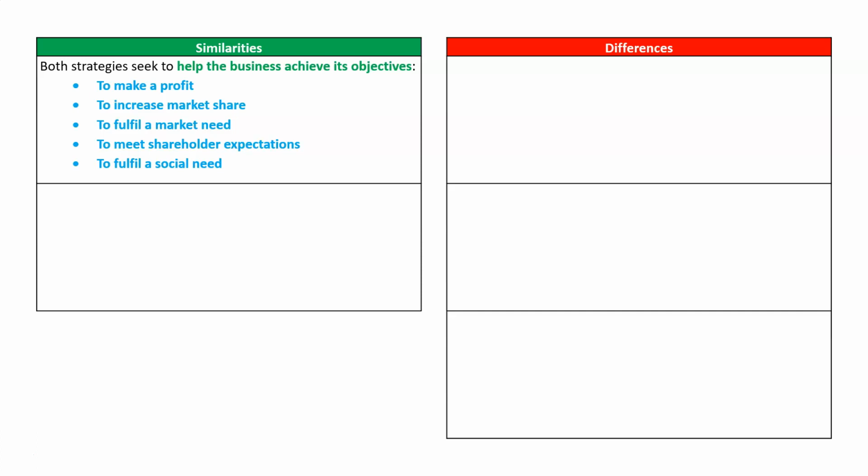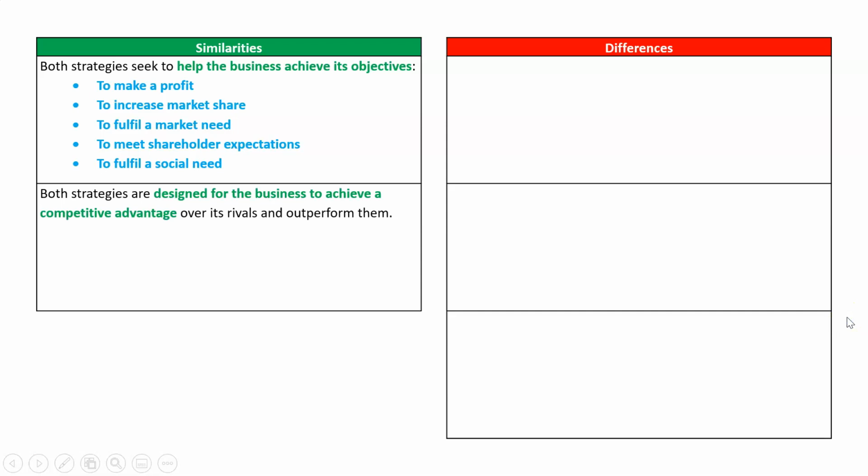So we go all the way back to chapter 1. There were things like to make a profit, increase market share, fulfill a market need, and so on. Both strategies, if they're implemented well, are going to be able to achieve that. How else are they similar? Well, they're basically both designed for you to beat your competitors. That's called a competitive advantage. So it's just about how you beat them. But both strategies ultimately are designed to help you beat those competitors.